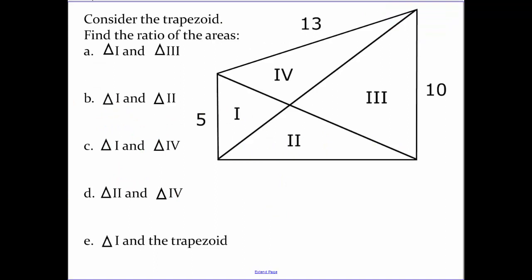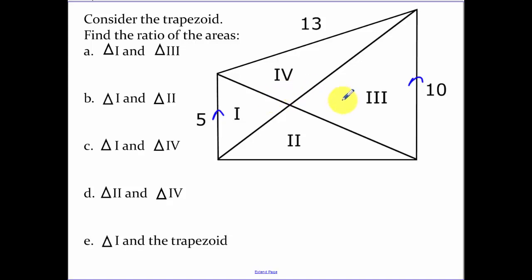Okay, our last example, and this one is modeled after a question that you guys have in your book, and I always like to put this type of question on the test. Okay, so we have a trapezoid. Remember, our trapezoid has parallel sides. So find the ratio of the areas of 1 to 3.